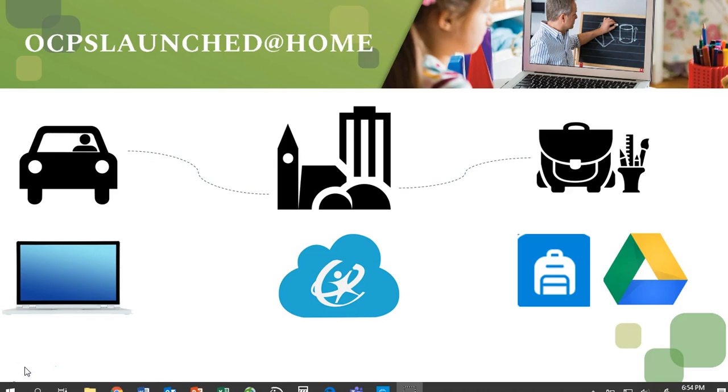In the LaunchED at Home model, the same things will happen, but instead of a car, bus, or bike, their laptop will be their vehicle to transport them to school. They will use their laptop to open their LaunchPad. LaunchPad is a neighborhood of online applications they will visit throughout the day. In LaunchPad, they will also find their backpack full of online tools and their Google Drive, which is full of all the tools they will need to communicate, collaborate, and create.